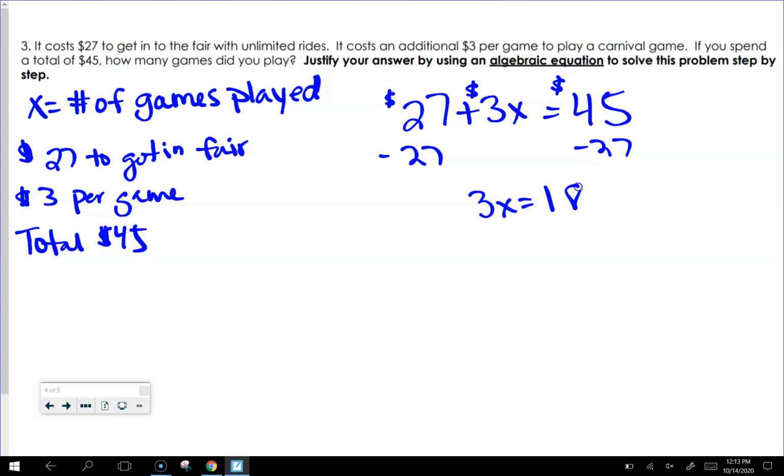Good, I like that. So the very first thing we do is subtract 27 on both sides. That gets rid of it over here because 27 minus 27 is 0. That's why I do it. We're moving it. 45 minus 27 does give me 18.